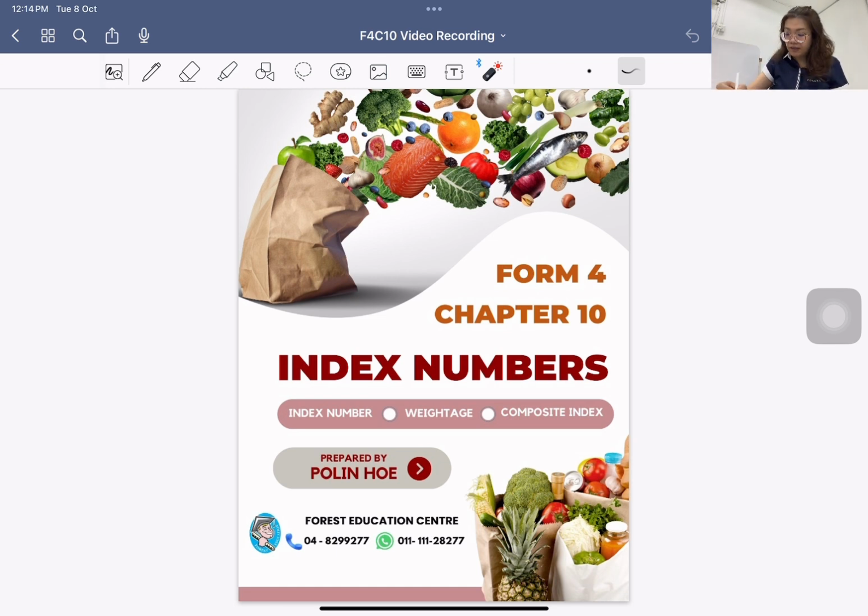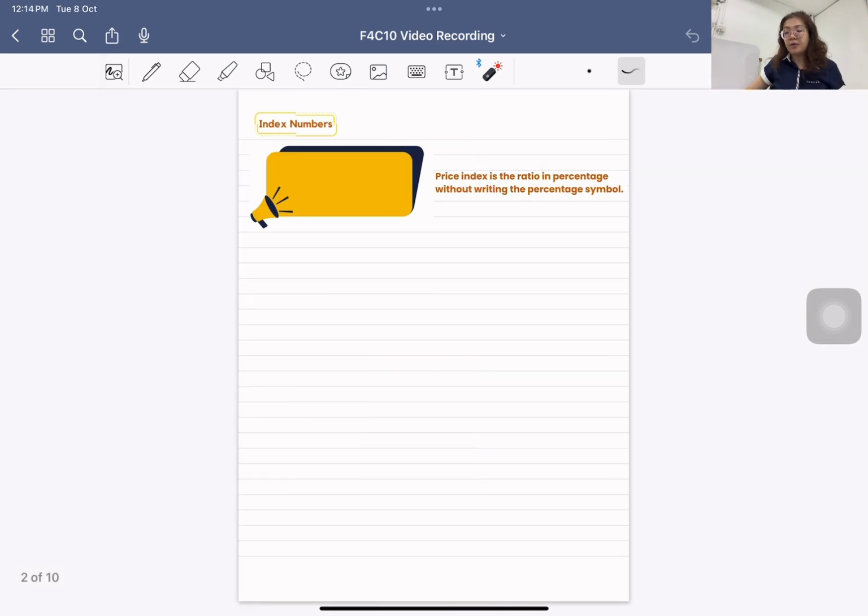The first part will be index number. This is 10.1, and in 10.2 you are going to talk about composite index. And what is the relationship between 10.1 and 10.2? We connect these two by using weightage. Okay, so let's see 10.1.